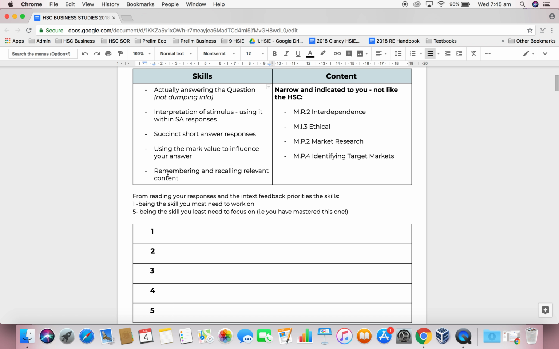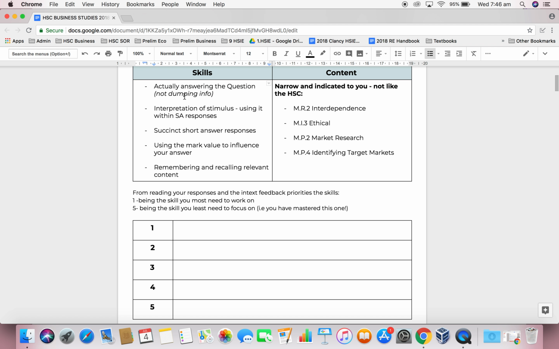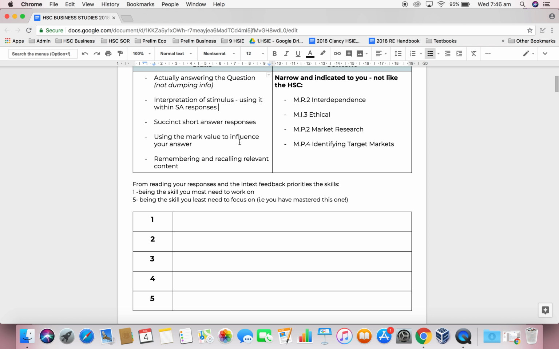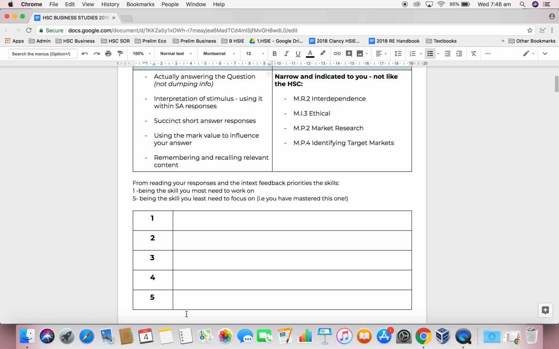So what I want you to do now is pause this and have a look at your response. Reread your answers, have a look at the in-text feedback. What I want you to do is for these 5 skills here, is I want you to prioritize them. 1 is the skill you need to work on the most. 5 is the skill that you think you've mastered. So have a look at your response, have a look at the feedback, think about how you feel in regards to these skills and prioritize them now, please.